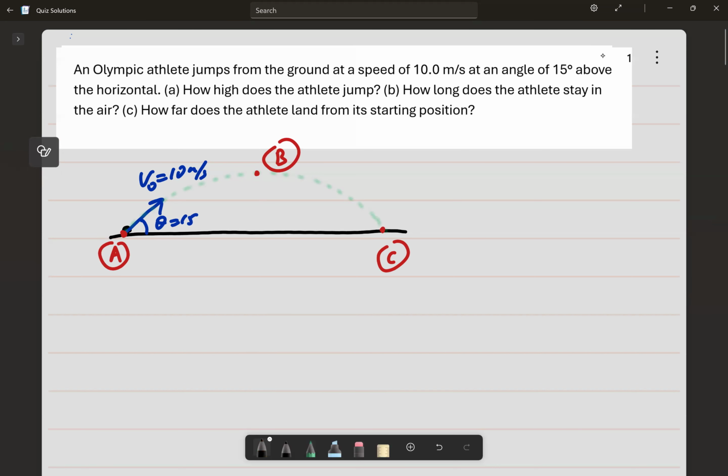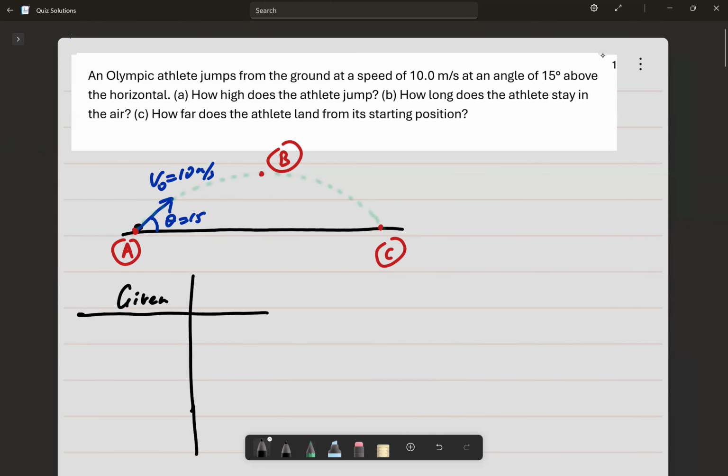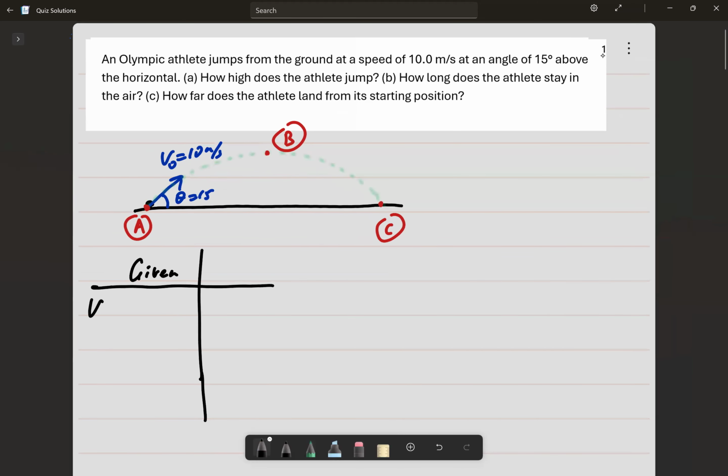It's a good idea to write down all the given information. Let's make a table where we're going to write what's given to us in the problem. So we're given the initial velocity, which is 10 meters per second. We're given the initial launch angle, which is 15 degrees.